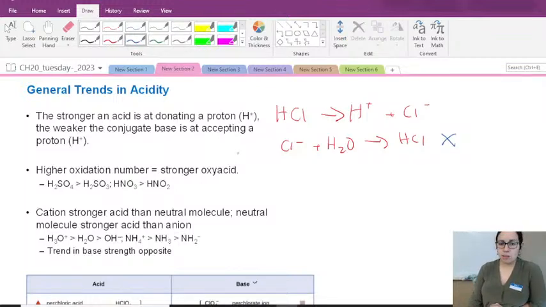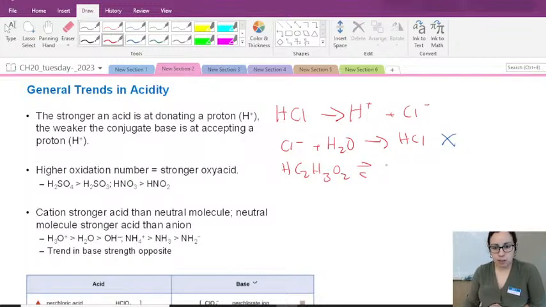But then when we're talking about other cases like acetic acid, let's take it back to acetic acid. So that does have equilibrium.